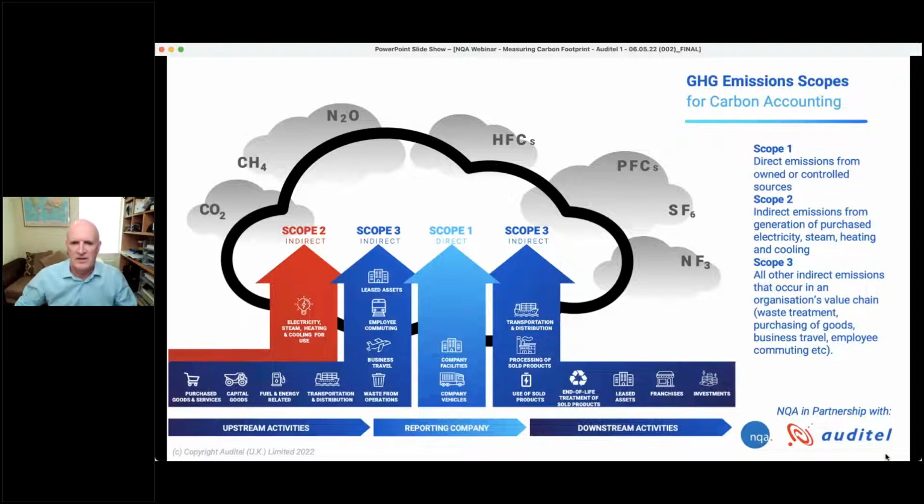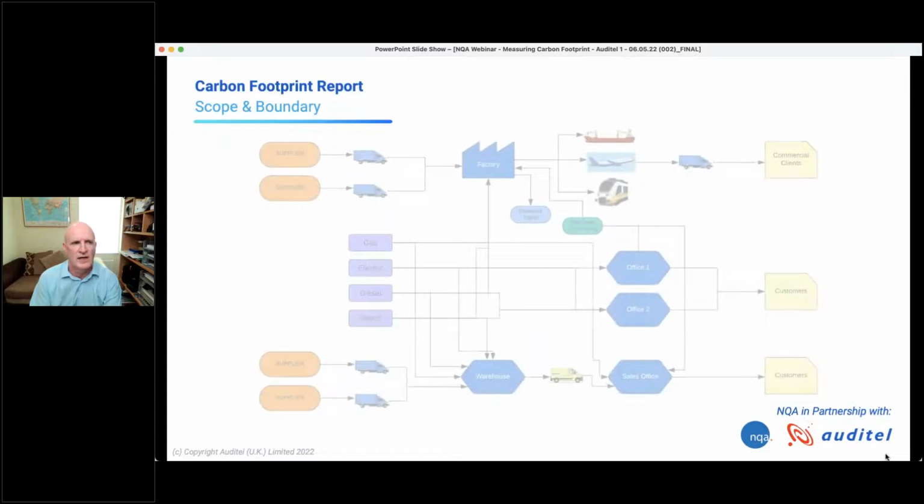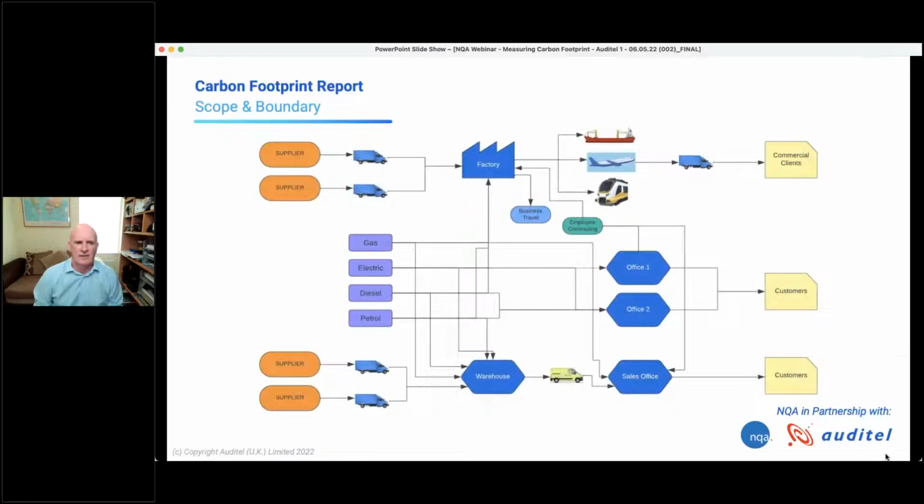Now, once you understand where your company is creating emissions from, one of the exercises we do with clients is to do an actual scope and boundary mapping exercise. So in this sample I'm going to show you, we've got an organisation that's got a factory, a warehouse, and some offices. What the project team would do is start by saying, right, let's look at our factory and let's go all the way back in our supply chain.